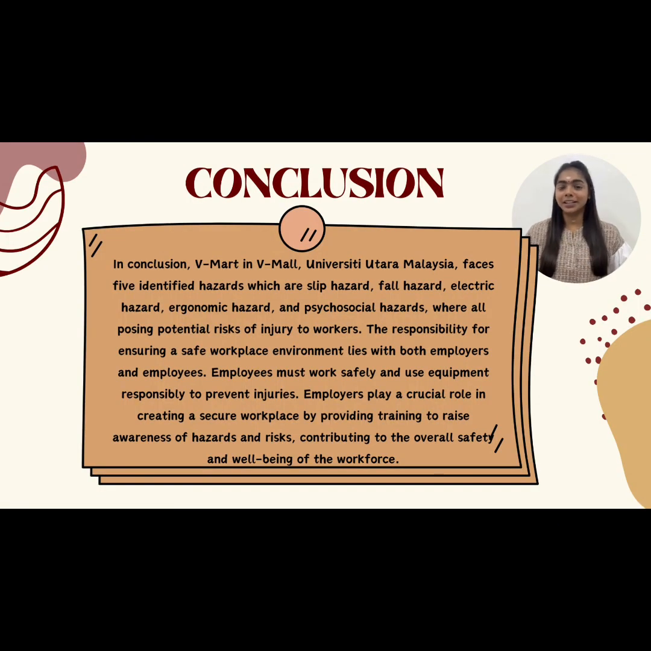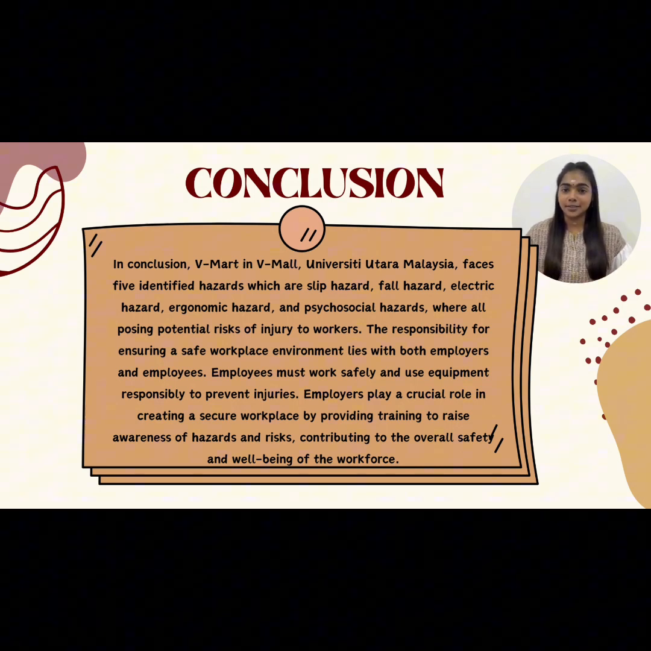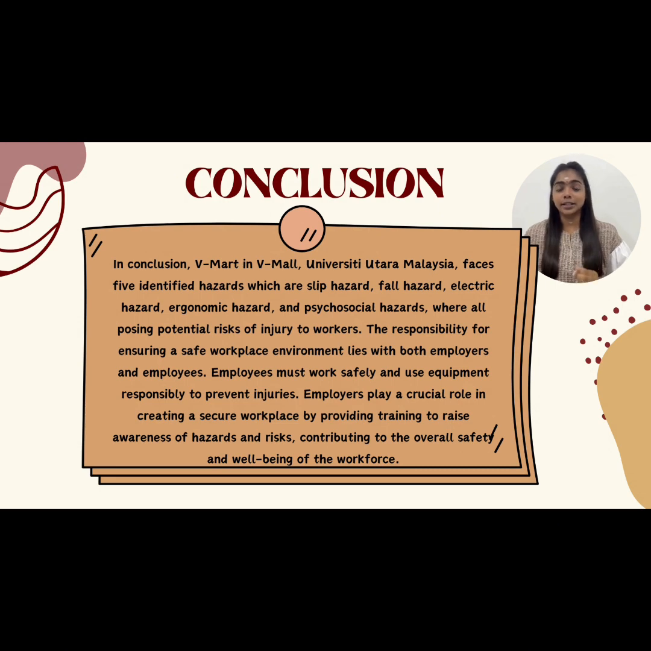In conclusion, V-Mart University Utara Malaysia faces 5 identified hazards: slip hazard, fall hazard, electric hazard, ergonomic hazard, and psychosocial hazard. All these hazards pose potential risk of injury to workers. The responsibility for ensuring a safe workplace environment lies with both employers and employees. Employees must work safely and use equipment responsibly to prevent any injuries. Employers play a crucial role in creating a secure workplace by providing training to raise awareness of hazards and risks, contributing to the overall safety and well-being of the workforce.